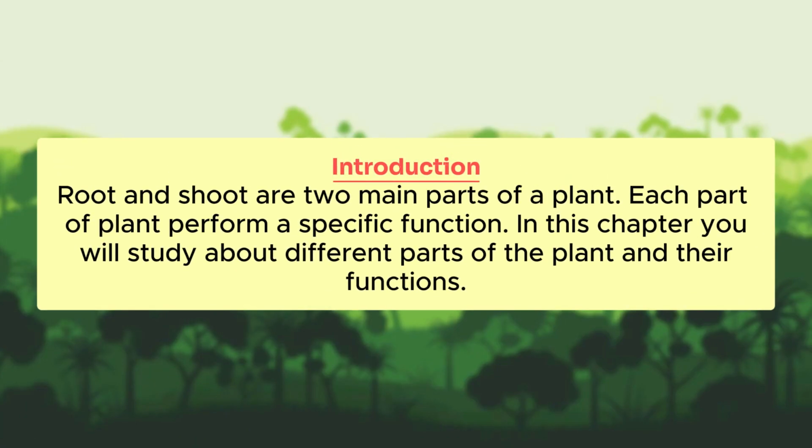Introduction. Root and shoot are two main parts of a plant. Each part of a plant performs a specific function. In this chapter you will study about different parts of the plant and their functions.